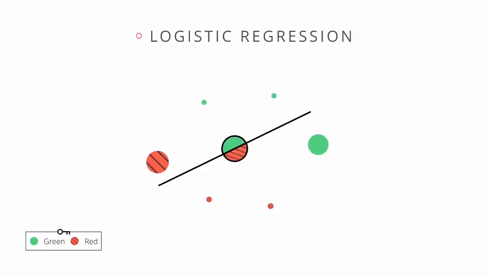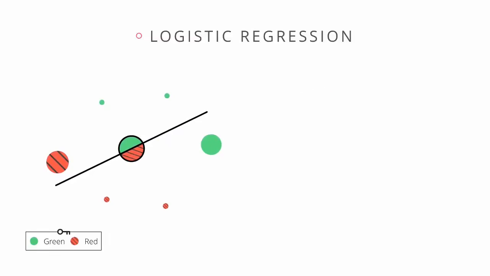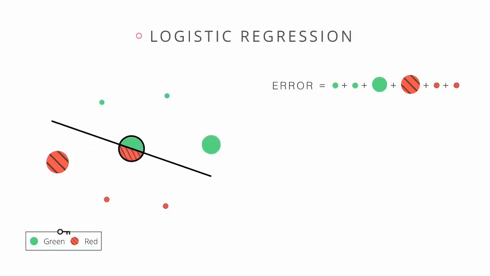Now we obtain the error function by adding all the errors from the corresponding points. Here we obtain a large number since the 2 misclassified points add a lot to the error function. Now the idea is to jiggle the line around to minimize this error. So if we move the line in this direction, we can see that some errors decrease and some slightly increase.